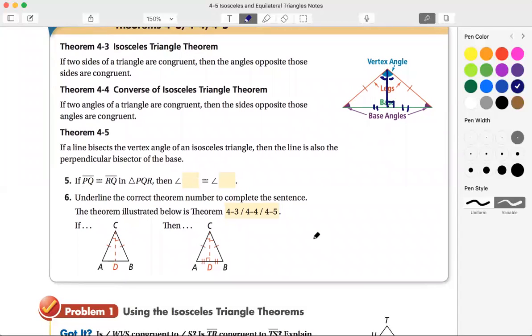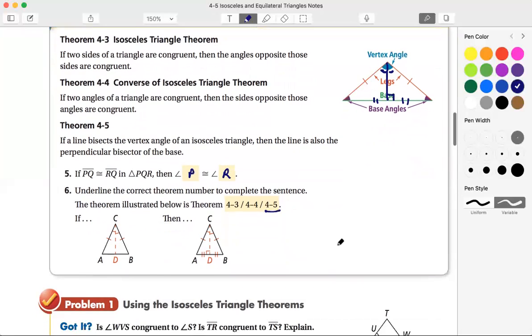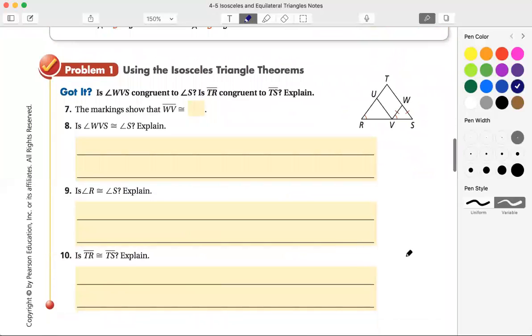Okay. So here we go. Number 5, if we know line segment PQ is congruent to line segment RQ in triangle PRQ, then angle P must be congruent to angle R. All right, we're going to use theorem 4.5 to prove we have congruent triangles here. All right, let's try this one. Is angle WVS congruent to angle S? Is TR congruent to TS? Explain. The markings show that line segment WV is congruent to line segment WS. Now, is angle WVS congruent to angle S? Well, yeah, because isosceles base angles, right? So yes.